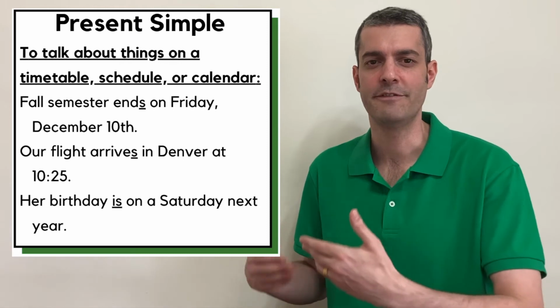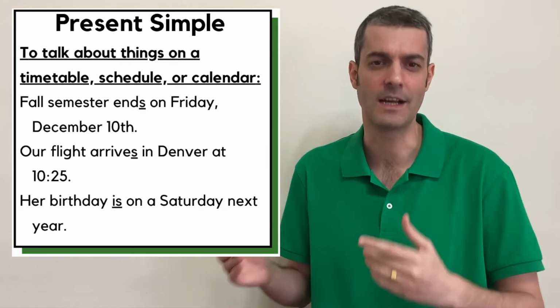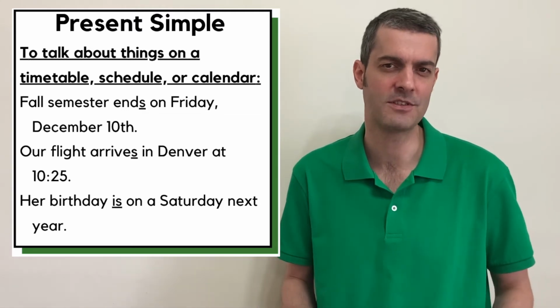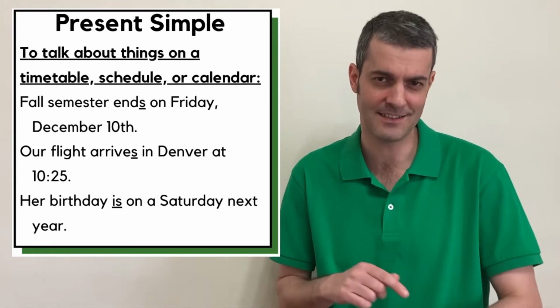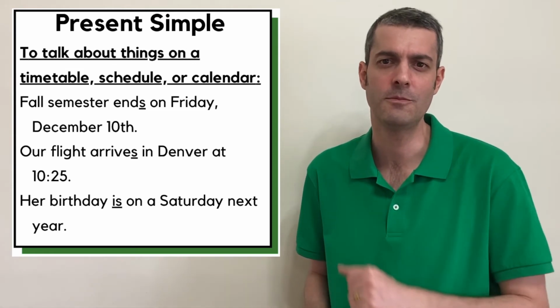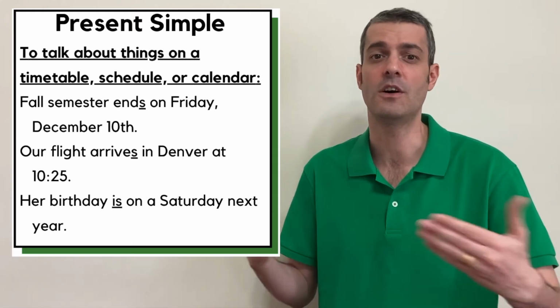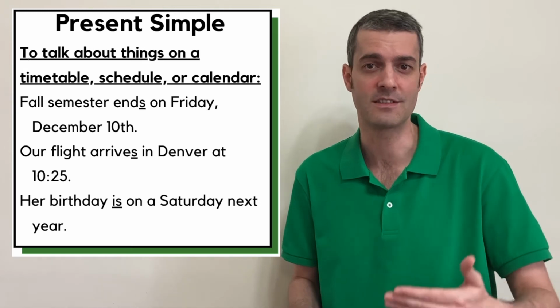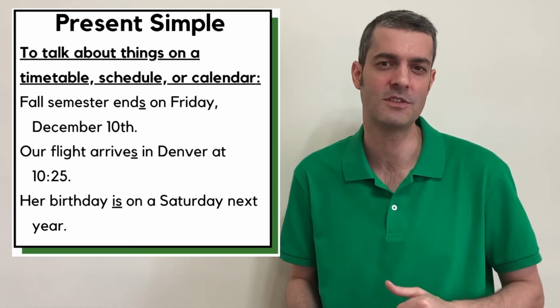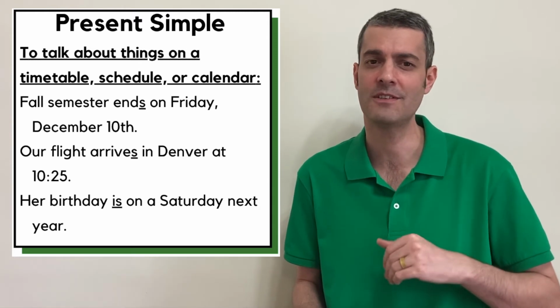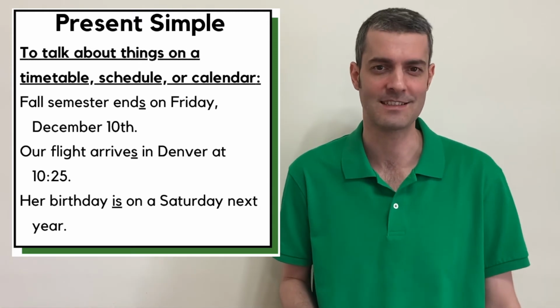We use the present simple tense to talk about future situations when we're talking about things on a timetable, on a schedule, or on a calendar. So some examples are, fall semester ends on Friday, December 10th, our flight arrives in Denver at 10:25, and her birthday is on a Saturday next year. For all of these sentences, we could also use will. So we could say, fall semester will end on Friday, December 10th, our flight will arrive in Denver at 10:25, and her birthday will be on a Saturday next year.